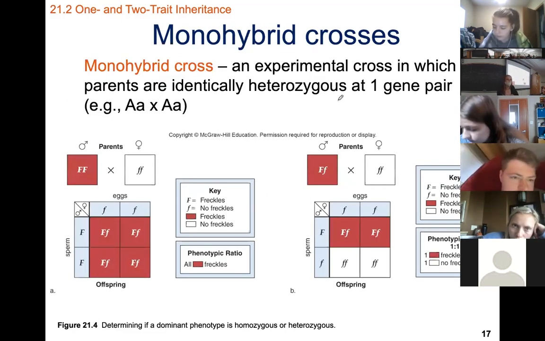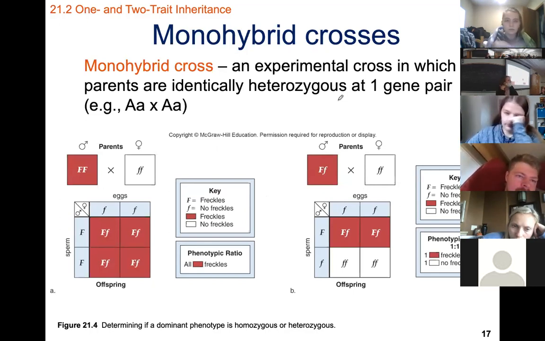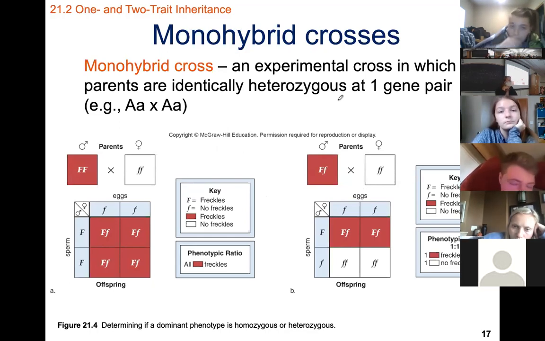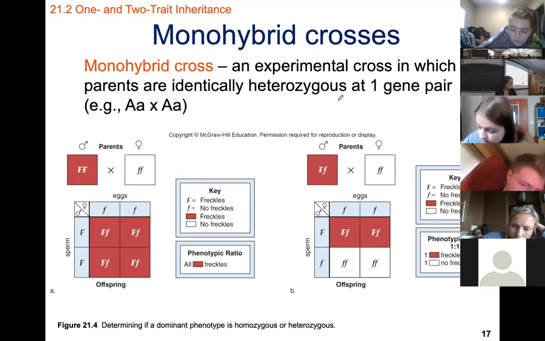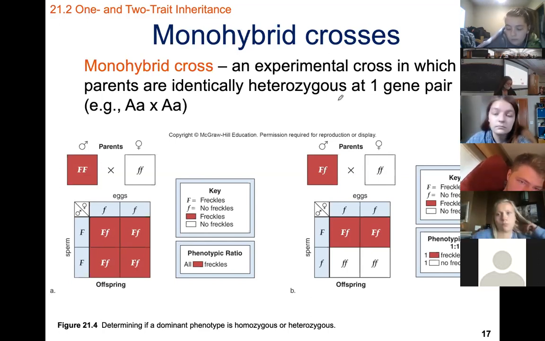All right, the monohybrid cross. Remember the word mono meaning one is an experimental cross in which the parents are identically heterozygous at one gene pair. Okay, so this is a monohybrid cross, where the offspring of a monohybrid cross indicates if an individual with a dominant phenotype is homozygous or heterozygous.